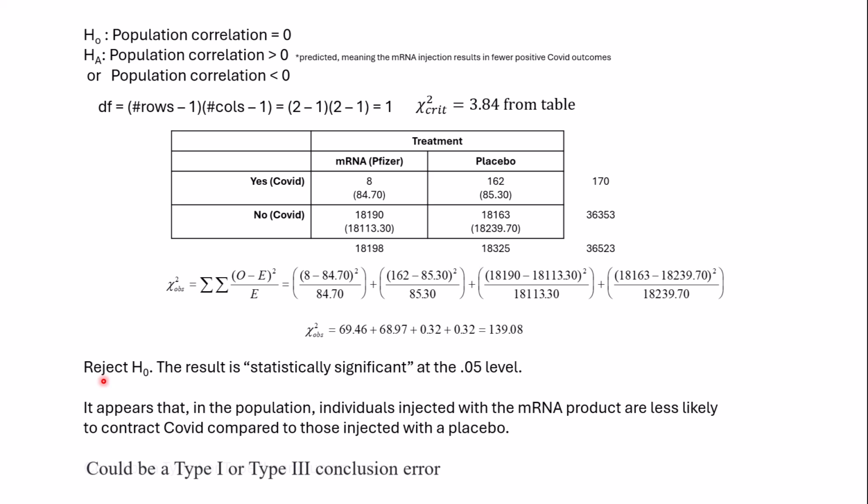So I reject the null. It is statistically significant at the 0.05 level. And then it appears that in the population, individuals injected with the mRNA product are less likely to contract COVID compared to those injected with a placebo. And again, we reasoned through that a couple of minutes ago. Percentage-wise or proportion-wise, this is smaller. Taking the Pfizer vaccine, again, getting COVID, that's a smaller proportion than if you were to take the placebo.